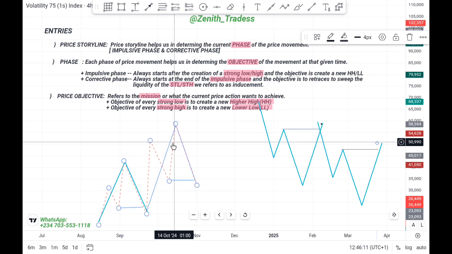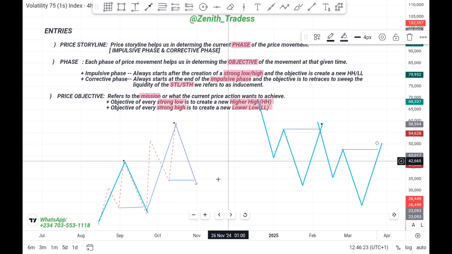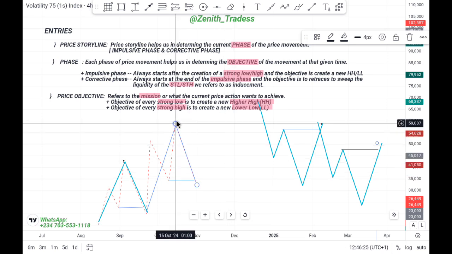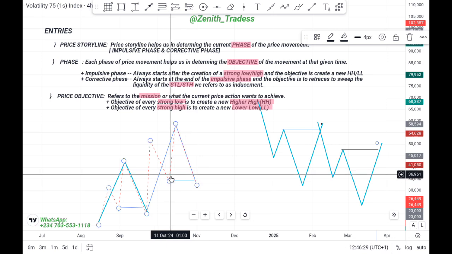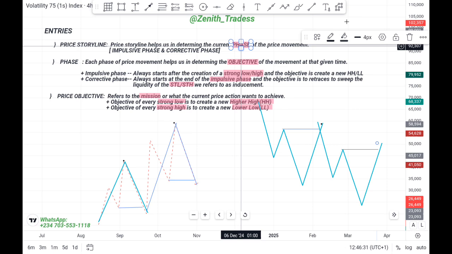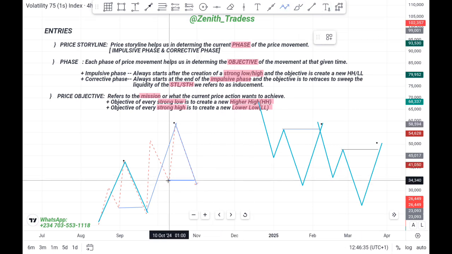If you don't have the objective in mind, you don't know the storyline or the current phase of your price, you will always be on the wrong side of the market, because you have the wrong expectation. Let's say price is retracing from this major high and you say, oh, price has been moving down since. Even after it breaks this structural low, you are still anticipating price to go down. Then you click sell after it has already swept.